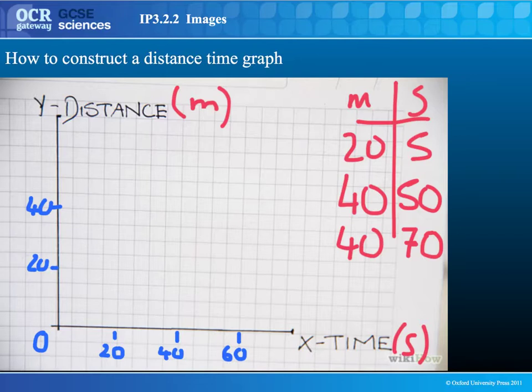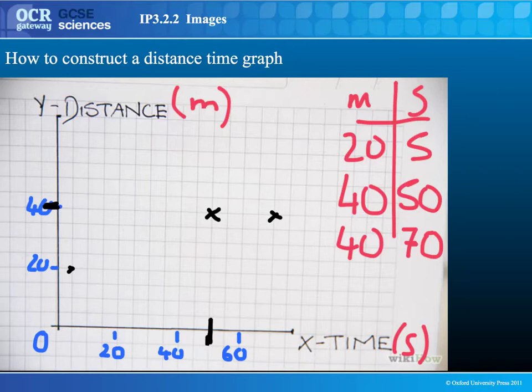Next thing to do is to find your plots. So the first one, distance is 20 meters and time is 5 seconds. So that's where my first data point is. My second data point is at 50 seconds and 40 meters. So where the two lines intersect, I put my second data point, and the third data point, like so.